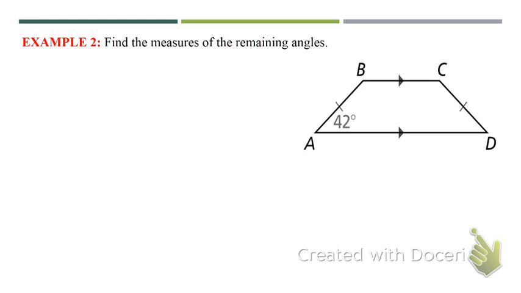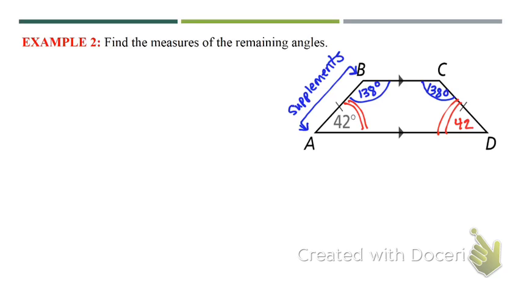Find the measure of the remaining angles. So you can see that it is isosceles. So we know that the angles at D are congruent, and that is 42. We also know that those sides are parallel, so they are supplementary angles. So you can find that angle C is 138 as well.